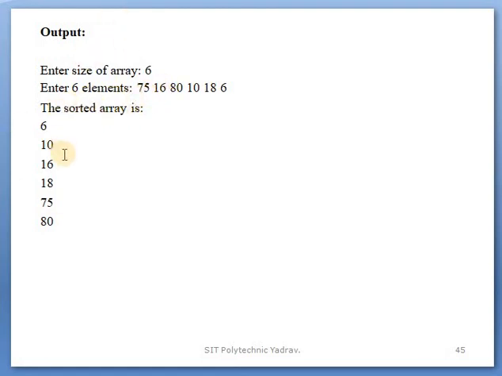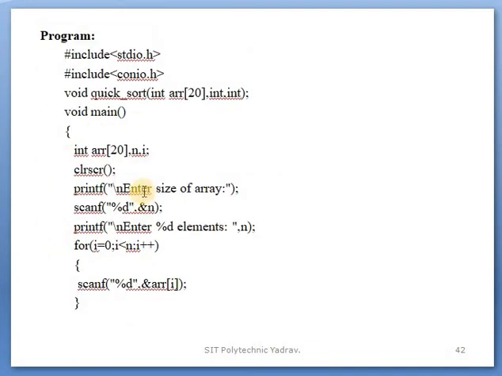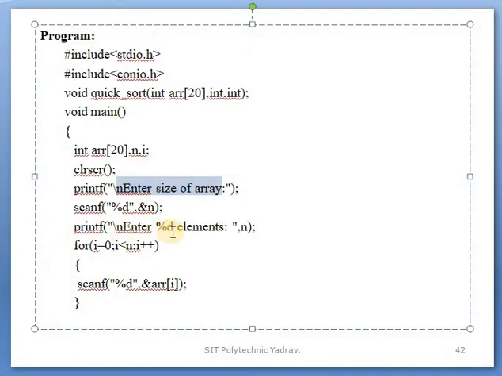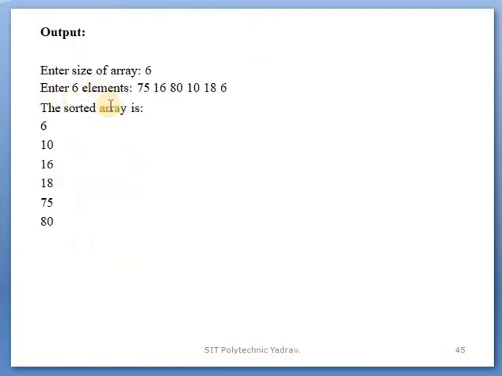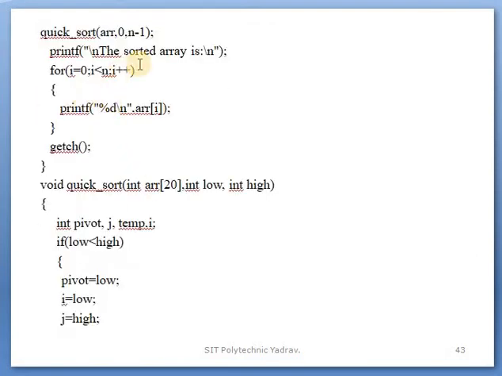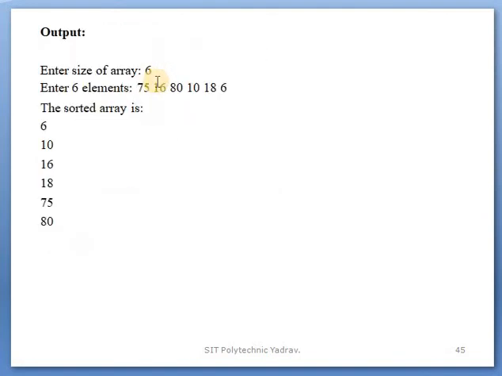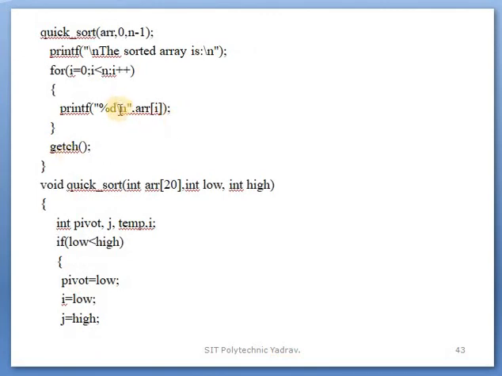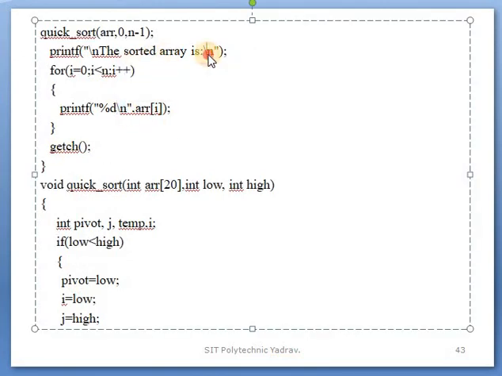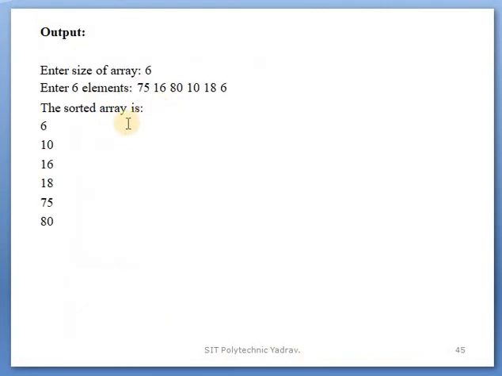Next, the message is: enter the size of array. After that, enter n elements, which means the output is: enter 6 elements. And in the output, the message displayed is: the sorted array is. The \n is used so that the numbers are displayed one by one on a new line, and the first element is also displayed on a new line.